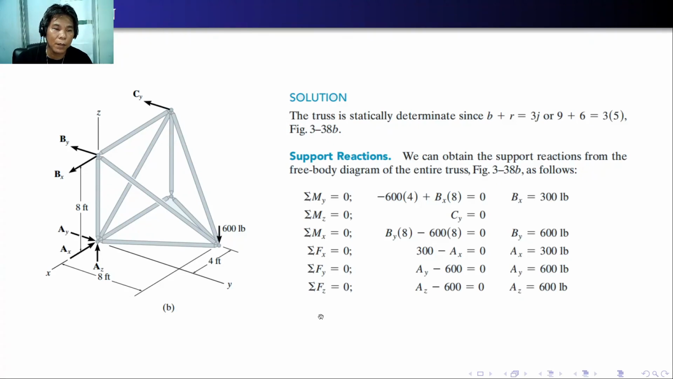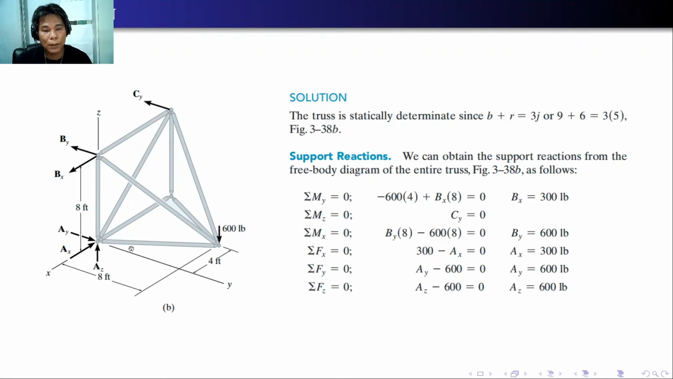So here we have the example. The truss is statically determinate by computing b plus r is equal to 3j, because 9 plus 6 is 15, which is equal to 3 times 5, which is also 15. For the support reactions, we can obtain them directly from the free body diagram of the entire truss using the equations of equilibrium.